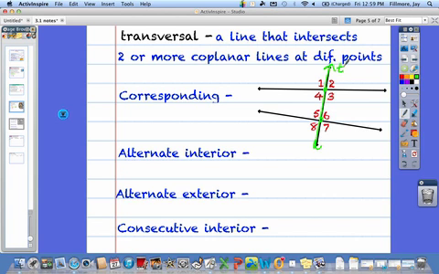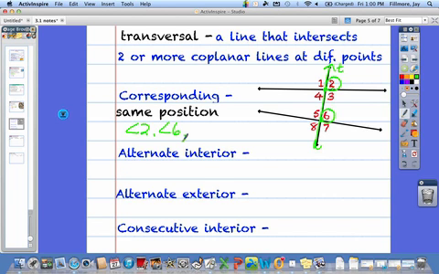But when a transversal crosses through two lines, special types of angle pairs are formed. The first are corresponding angles. Corresponding angles are angles that are in the same position. For an example of corresponding angles, if I were to say angle 2, an angle that corresponds to angle 2 would be angle 6. Angle 2 is in the top right of these four angles, and angle 6 is in the top right of those four angles. So they are in the same or the corresponding position. So I could say angle 2 and angle 6.